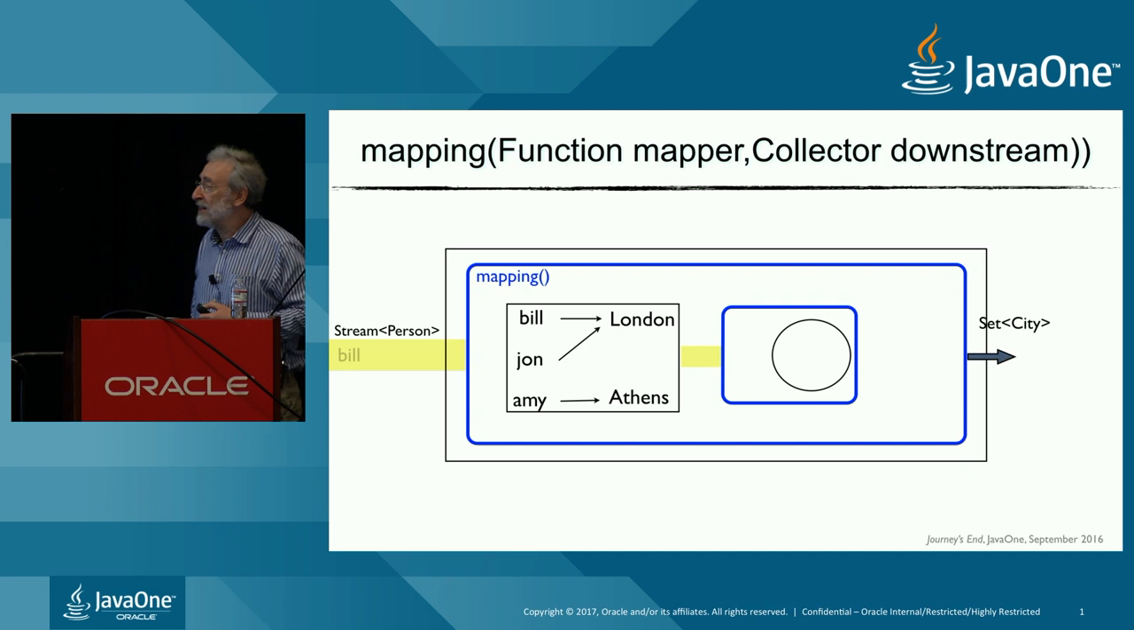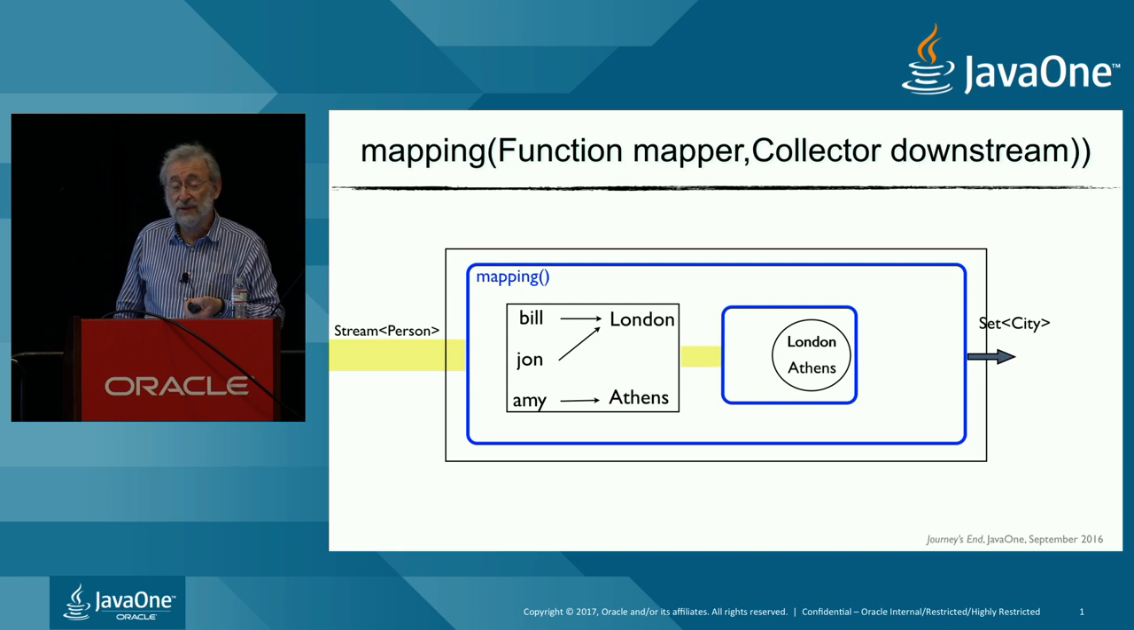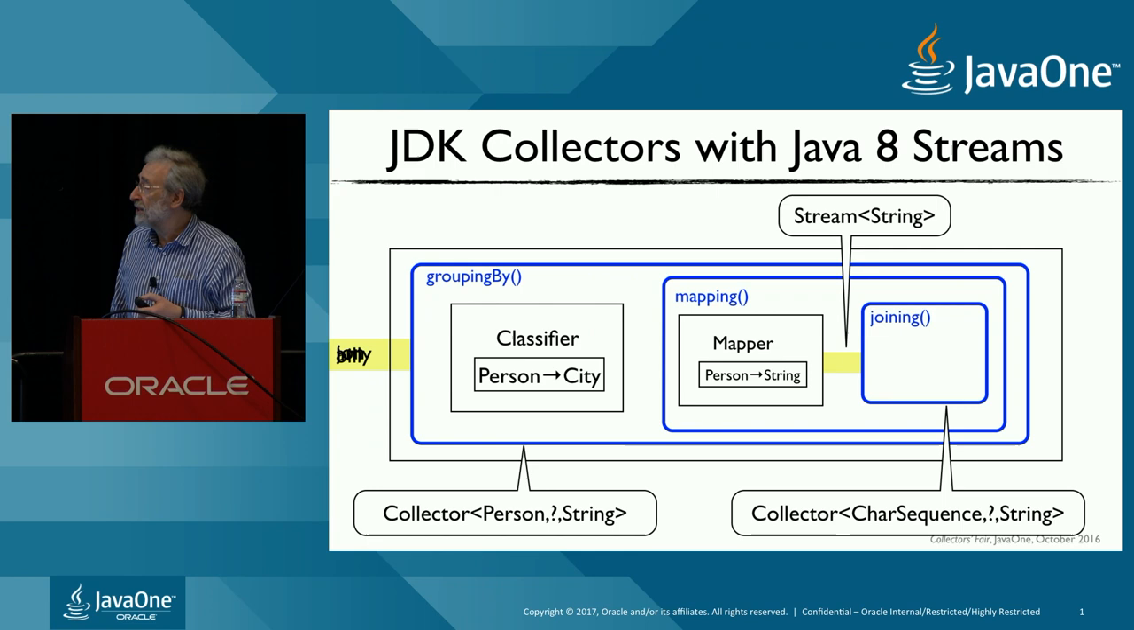So here this is a mapping operator, and the downstream collector is toSet by the look of it. So the mapping is person get city, and the downstream operator is toSet. So what we're going to get here is a set of the cities that people live in. And obviously you could do the same thing by just mapping person to city in the stream. But in the next example that I'll show you, you couldn't get the same thing. So that's the animation example. But oh, something went wrong there.